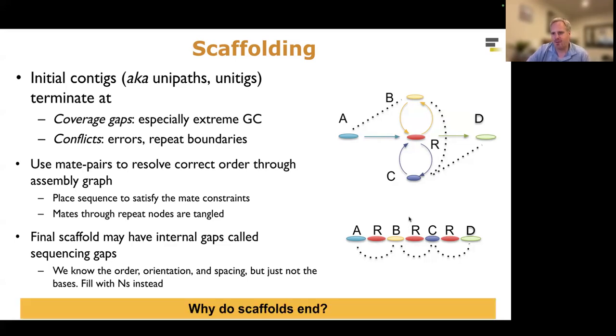Okay, so why do scaffolds end? It's the same reasons that contigs end, right? There could be a lack of coverage. There could be residual heterozygosity. There could be errors. Or maybe we just got lucky and we biologically were able to reach the end of the chromosome. That's the best case scenario. Although, things like repeats and errors and heterozygosity are more common by far, to have gaps along the way inside of a scaffold.